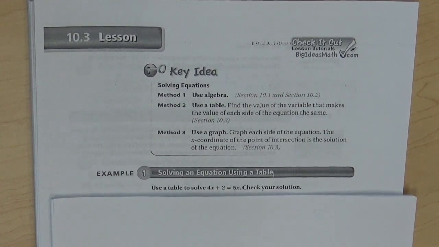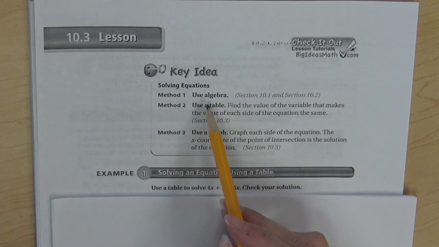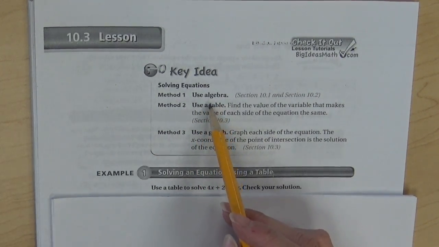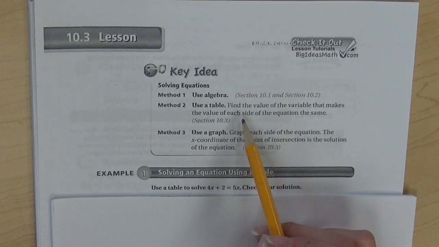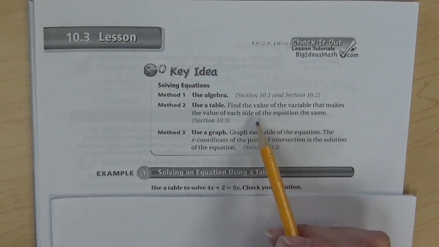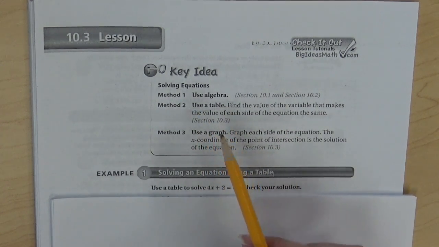Section 10.3, we have a key idea to look at this time. We're still solving equations. Method 1, we can use algebra like we did in the last two sections. Method 2, we can use a table. You can find the value of the variable that makes the value of each side of the equation the same. So that's going to be a little bit new for us here.